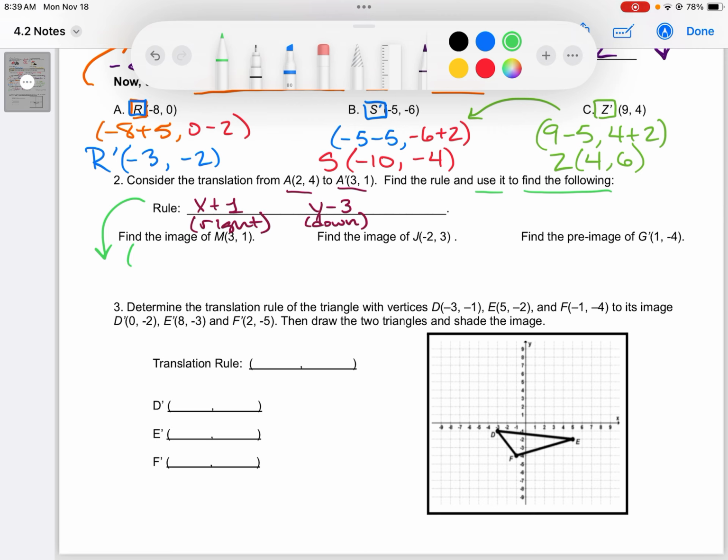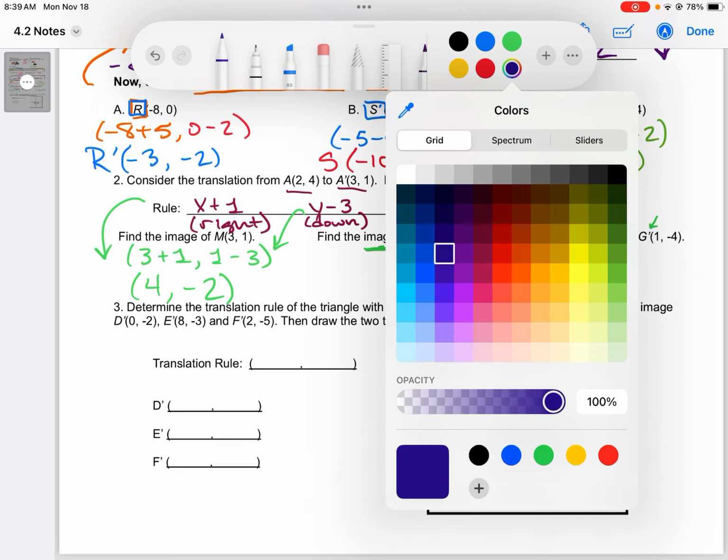So I'm just going to work one of these for you because I want to leave some for you to do. But for this first one, if I have 3 and I'm adding 1 to my x, and then I have 1 and I'm taking away 3 from my y's, all right, these are where my rules are coming from. That means my new image is going to be at 4, -2. I'll let you do J, you're finding the image, and then for G, you're finding the pre-image, because you see it's an image.